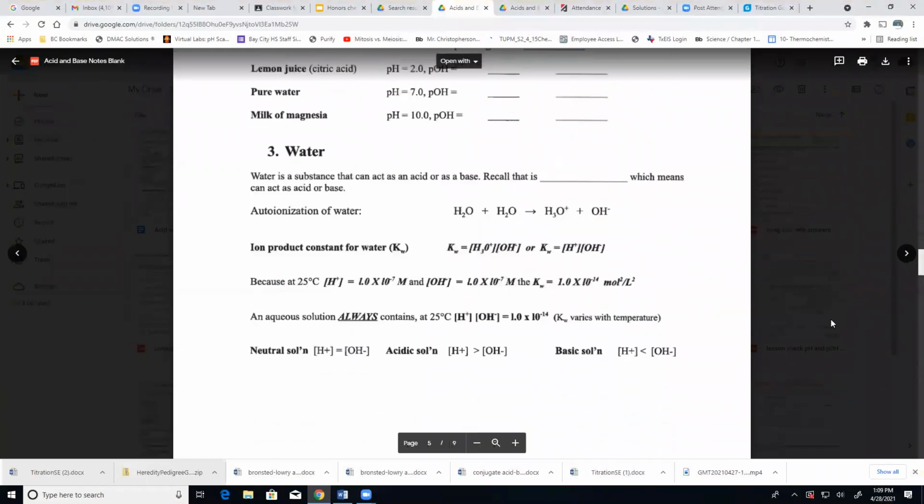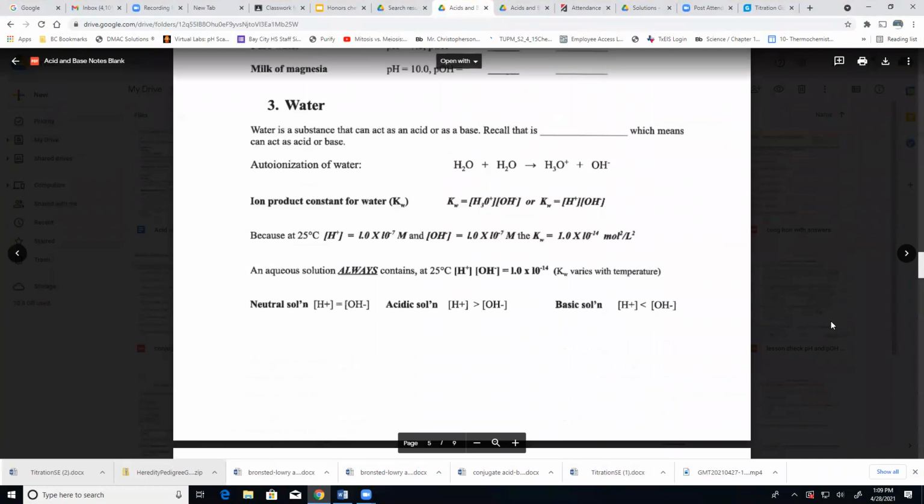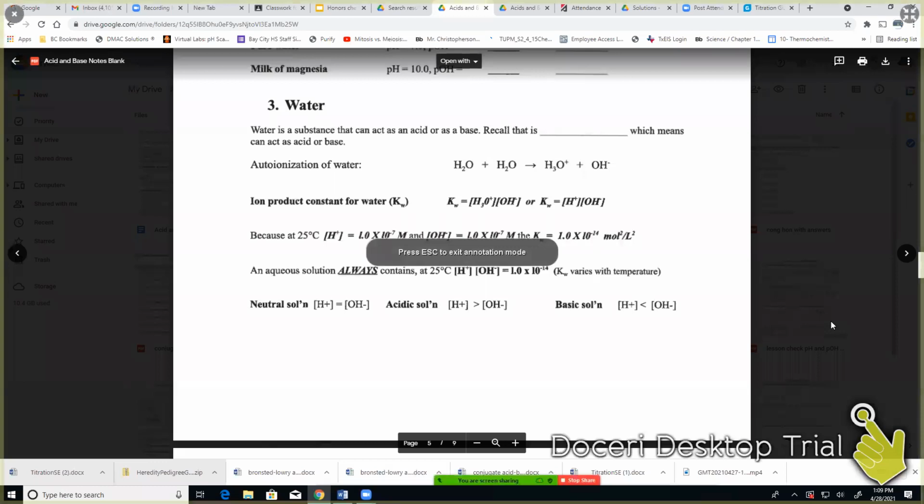All right, at the very bottom, I'm going to move that up some. We're looking at concentrations. Remember, the H plus has to do with an acid. The hydroxide has to do with the base.